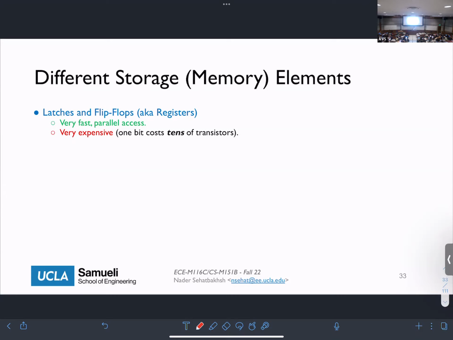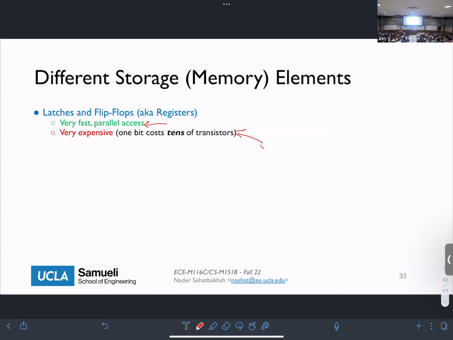The first one is what we call registers. You can call them flip-flops, or in some cases latches. The good thing about registers is that they are very, very fast, and you can access multiple registers at the same time. But they are very expensive. By expensive, I mean the number of transistors needed to build 1 bit of register, with all the circuitry around it, is usually in the tens.